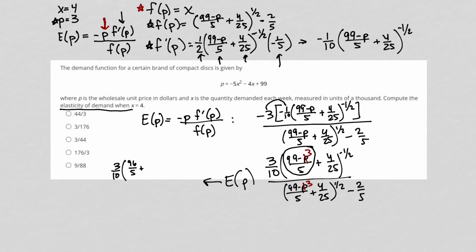Plus 4 over 25 to the -1/2. And on the bottom, I'd also have 96 over 5 plus 4 over 25 to the +1/2, but then -2/5. Okay. So I have a lot more math to do basically.